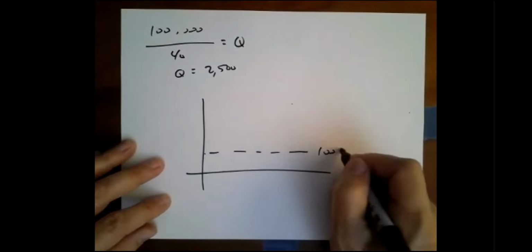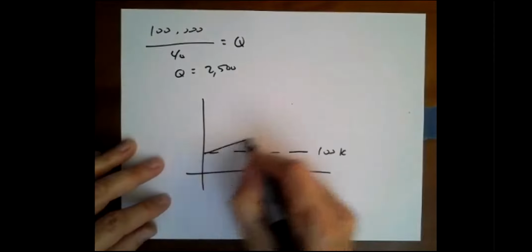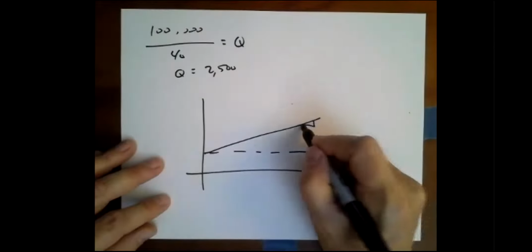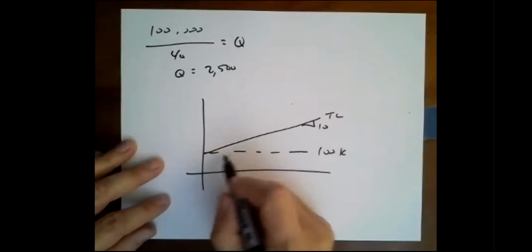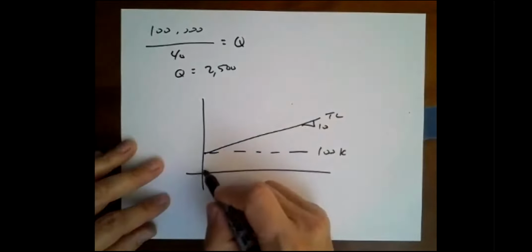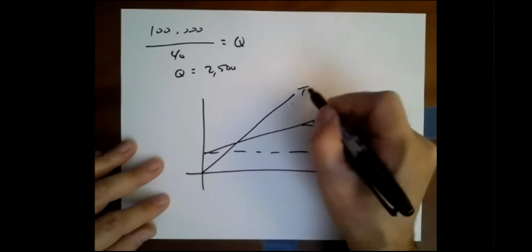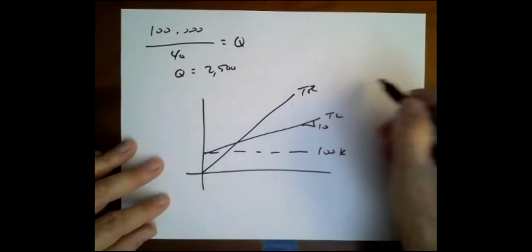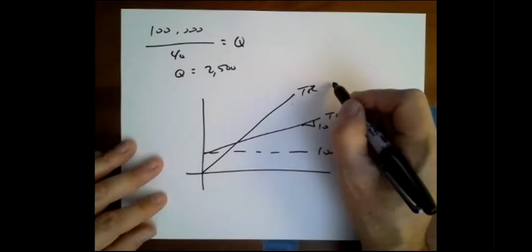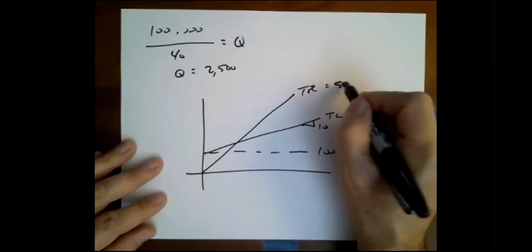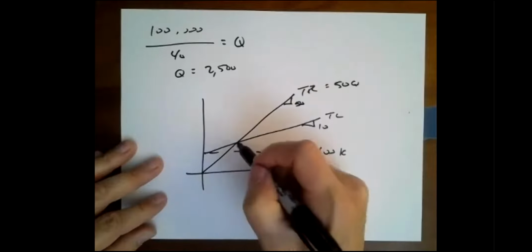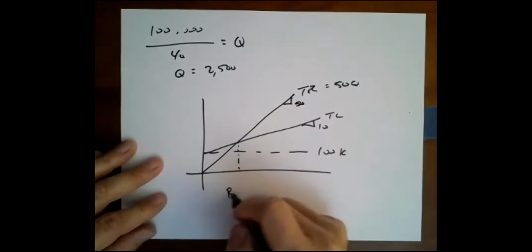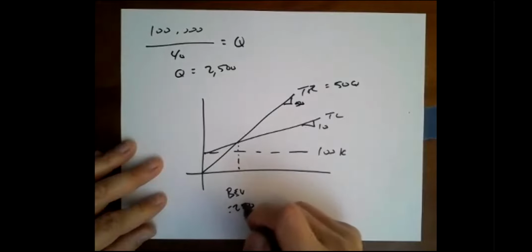So our lab had fixed costs of 100,000. It had variable costs of 10. Right, so its total cost starts at 100 and goes up by 10 for every additional test. Its total revenue curve is equal to 50Q, right? So it has a slope of 50. So what we said was its break-even volume was equal to 2,500.